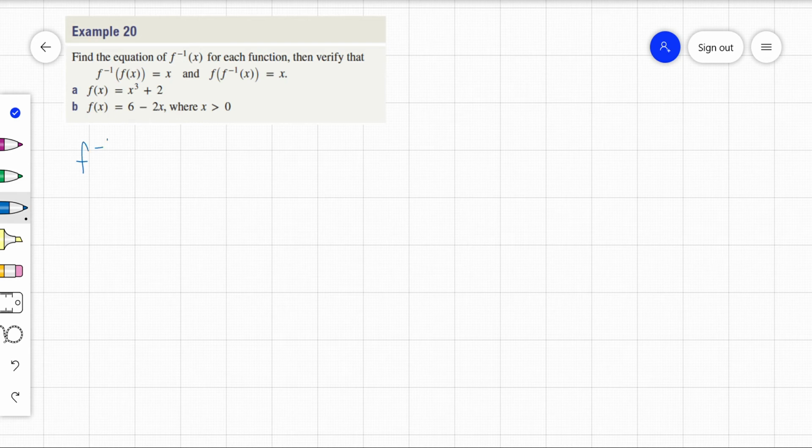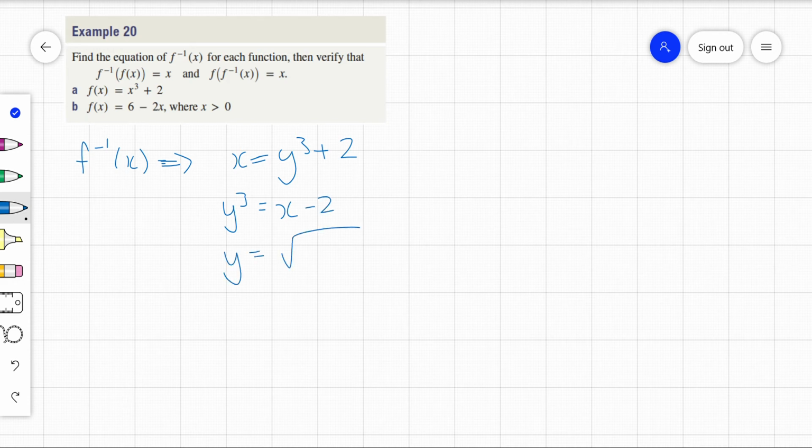So the inverse function would be, if we just change our x's and y's, actually I'm just working this out. So y equals x cubed plus 2, I'm going to make x equal y cubed plus 2 for my working out. And I'm going to make y cubed the subject. So y cubed is x minus 2. I'm going to cube root both sides. So I've got the cube root of x minus 2. So therefore, my inverse function is the cube root of x minus 2.